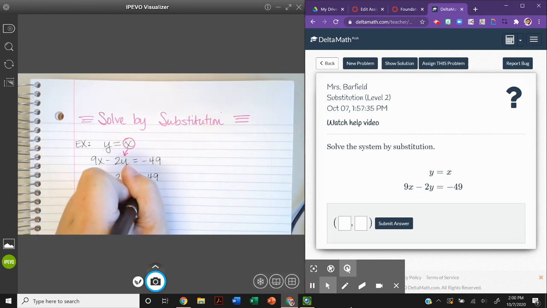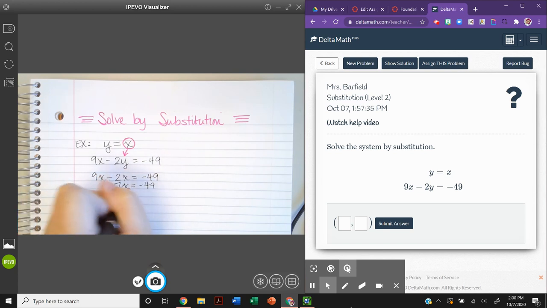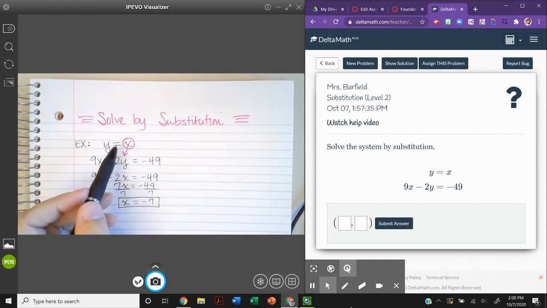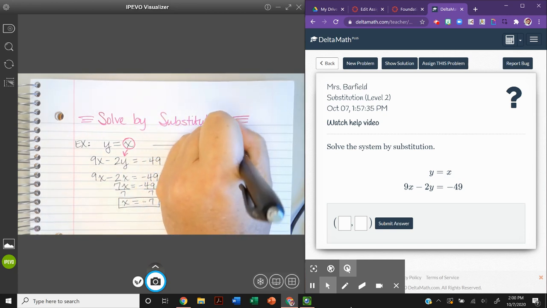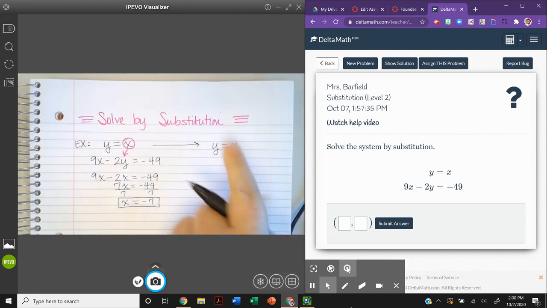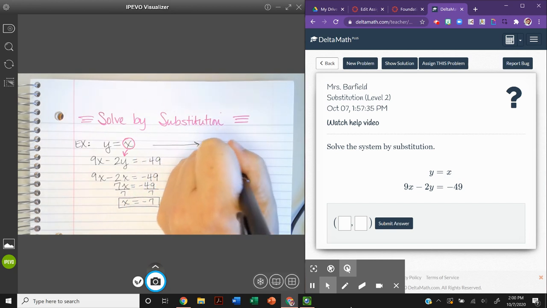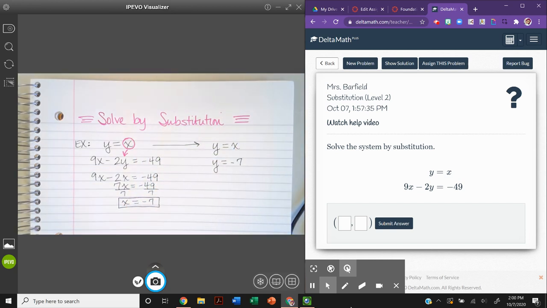I'm going to combine like terms. So I get 7x equals negative 49. Then divide by 7. So I get x equals negative 7. Okay, now I'm not done. Remember, because I have x now, I need to go back and solve for y. Remember we talked about in the last video, pick the easiest one to make a substitution. Well, that's going to be this one right here. If I know that y equals x, and I know x equals negative 7, that means y equals negative 7.